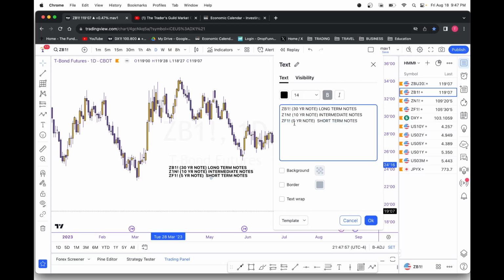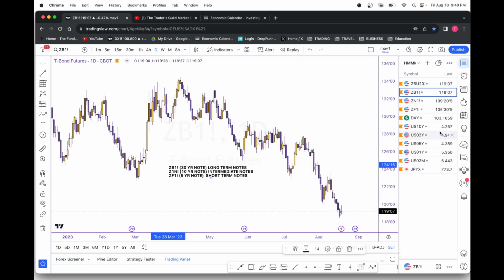So these are more short term. They're more likely to change short term. These are 10-year notes. Anyone who's in on this asset is going to be holding those for 10 years. And the ZB1 is 30-year notes. So anybody who's in those is going to be holding them for 30 years. Hence why they are long-term notes.